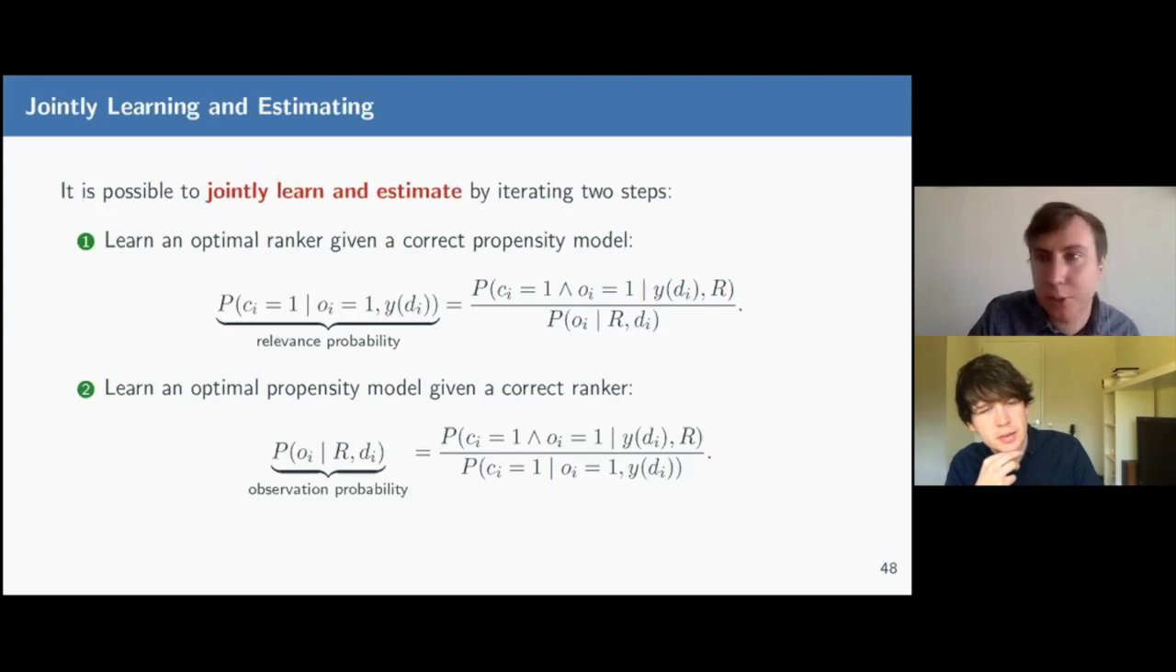Yeah, but that's a good point, though. I mean, if you do know the true relevance probabilities, or have a really good model of that, that's a much stronger statement than having a good ranker, because that's a much harder problem to solve in general.